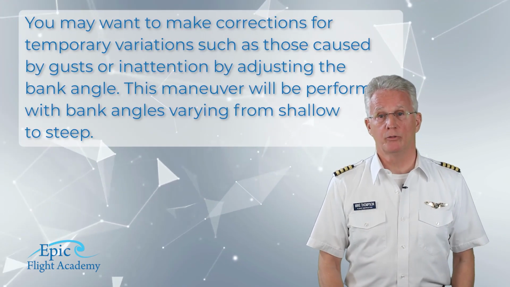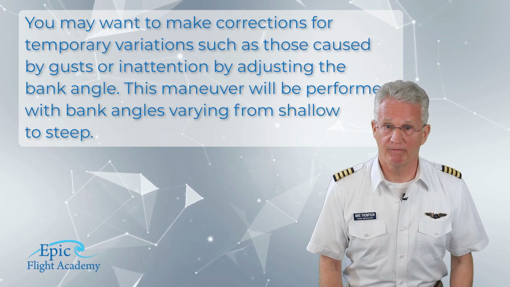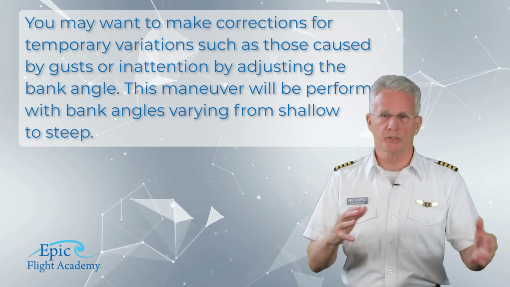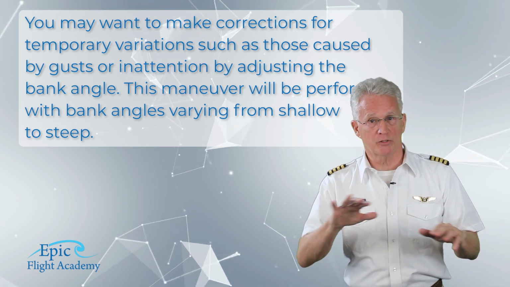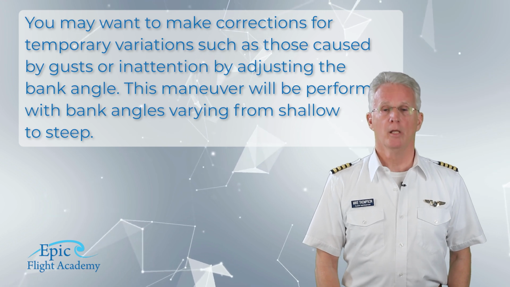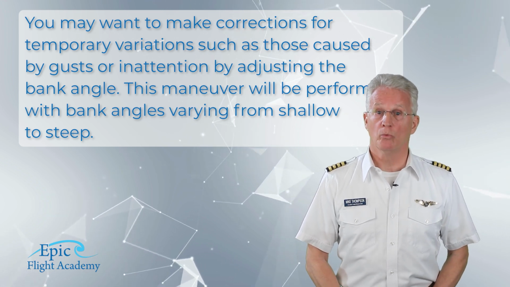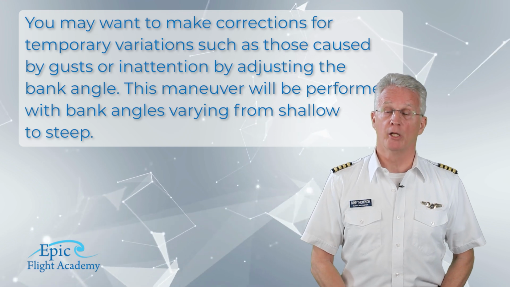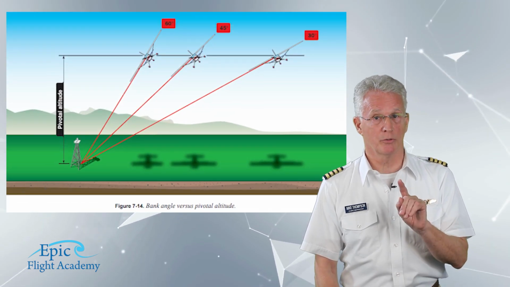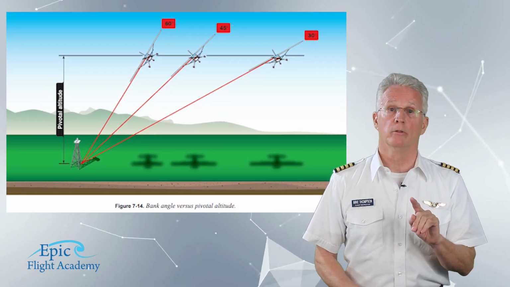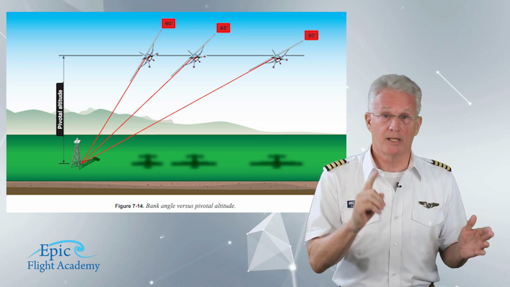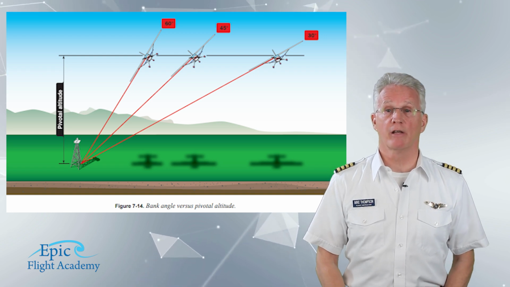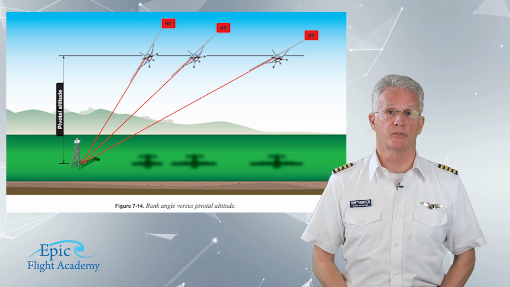Now, you may want to make corrections for temporary variations, such as those caused by gusts of wind or inattention on the pilot's part, by adjusting the bank angle. This maneuver will be performed with bank angles varying from shallow to steep. Understand that the bank angle chosen does not alter the pivotal altitude, as we mentioned earlier. Again, take a look at figure 7-14 on page 7-17.